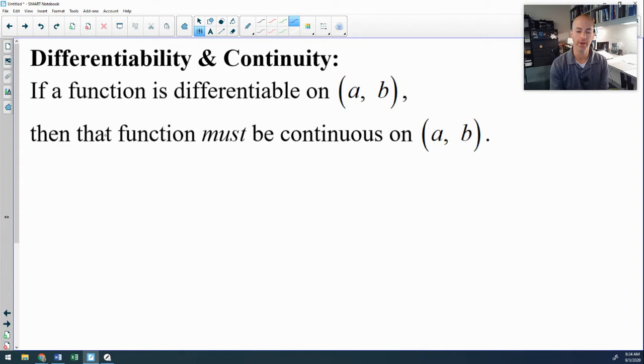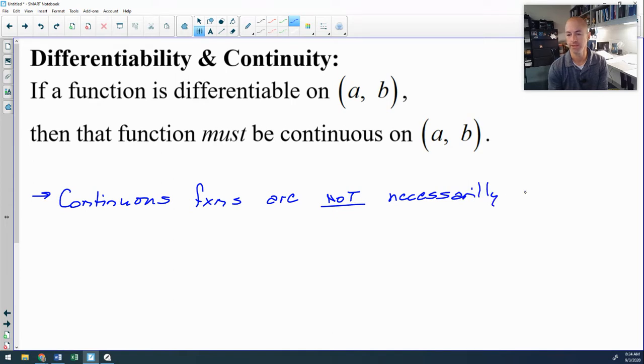Now, the other way around, what if they say a function is continuous? Must that function be differentiable? And no, it may not be. So continuous functions, the other way around, continuous functions are not necessarily differentiable. Not necessarily.